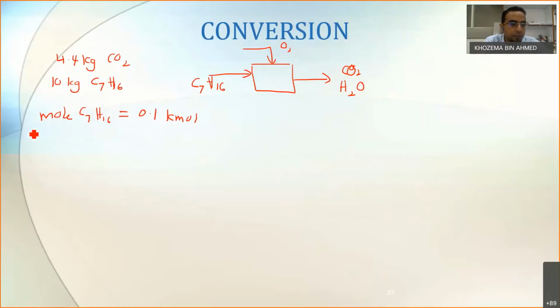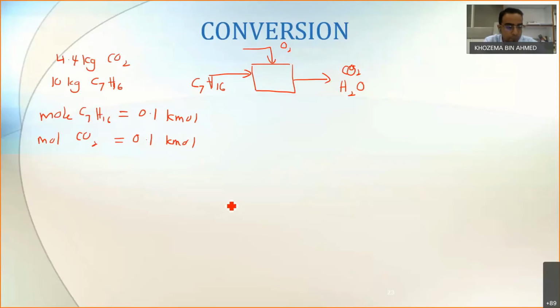Okay, and the mole of CO2 that I can get, based on this 4.4, is 0.1 kilomole. So you can go back and try to find how you get 0.1 kilomole here. Now, in order for me to know how much, the total amount of mole of C7H16 I have is 0.1 kilomole.